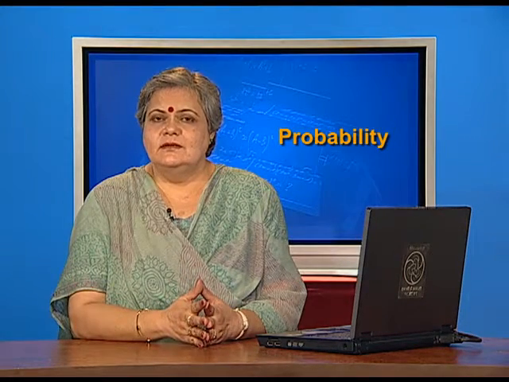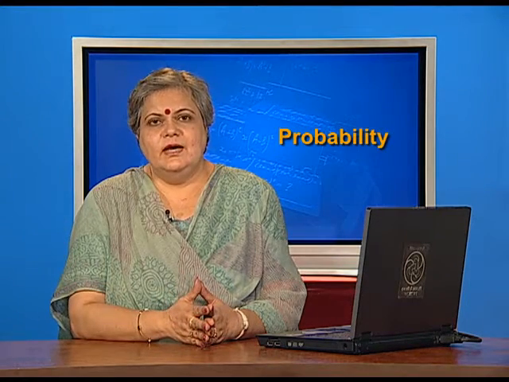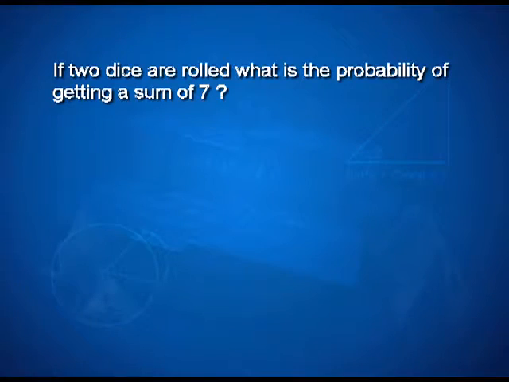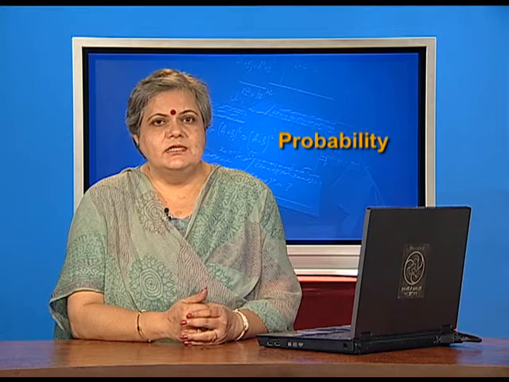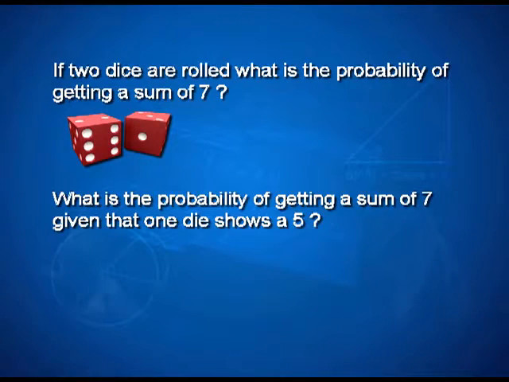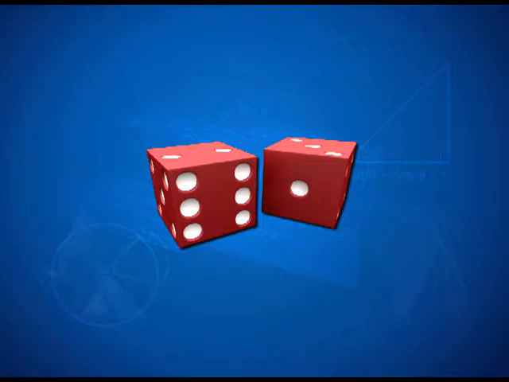In maths, we've been talking about probability, and the questions related usually were like, what's the probability of getting a sum of 7 when a pair of dice is rolled? What's going to change is, if the question says, what's the probability of getting a sum of 7 given that one die shows a 5? We know that when we roll a pair of dice, the total possible outcomes are 36.